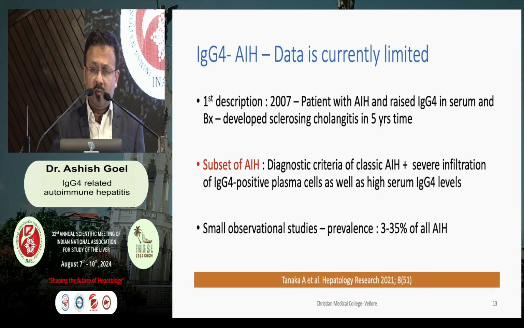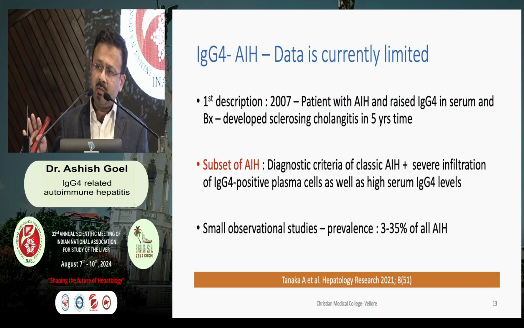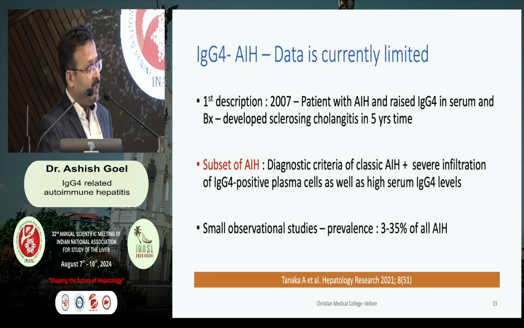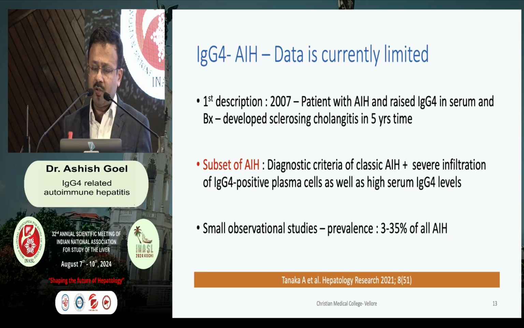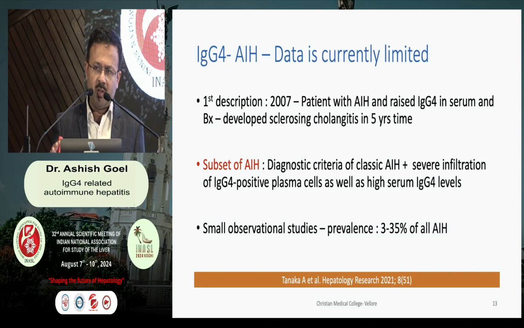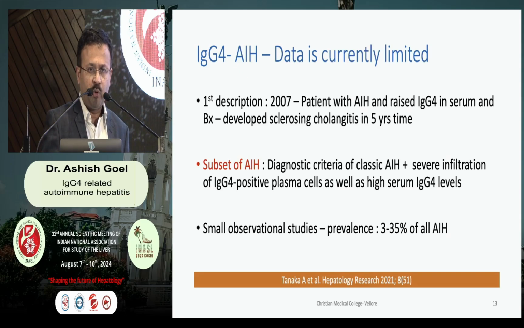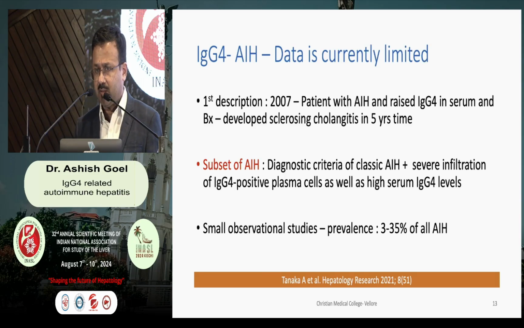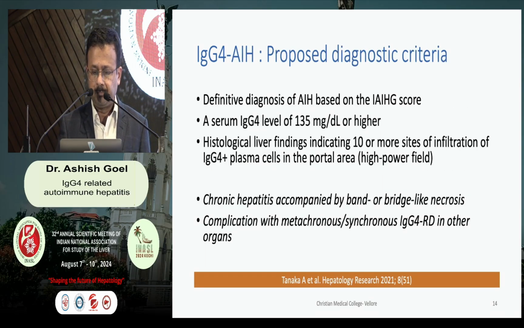That any patient with a diagnosis of autoimmune hepatitis, who in addition has severe infiltration of IgG4 plasma cells as well as high serum IgG4 levels, can be labeled as IgG4 autoimmune hepatitis. So it's a subset of autoimmune hepatitis. It is not the same as IgG4 related disease. And there are only very, very small observational studies, maybe small case series, which put the proportion at 3 to 35% of autoimmune hepatitis.